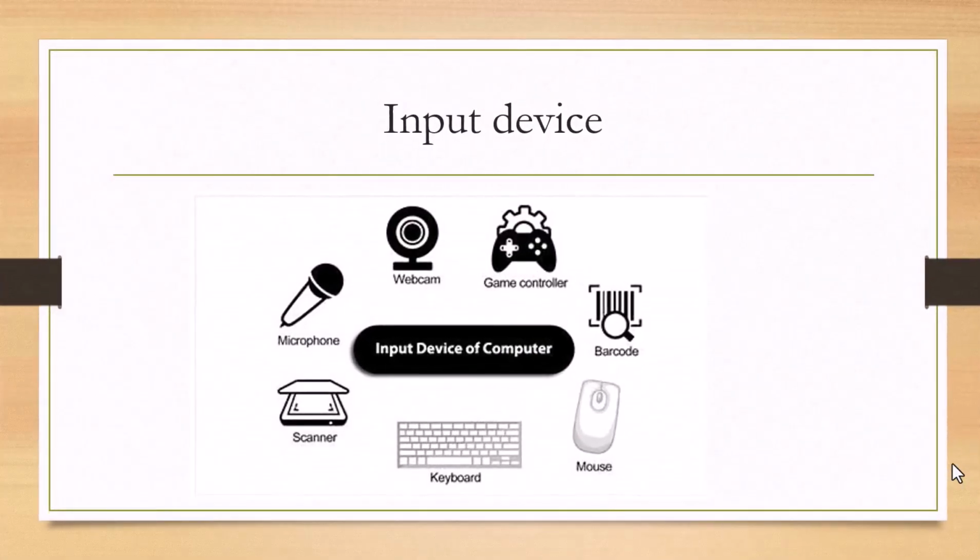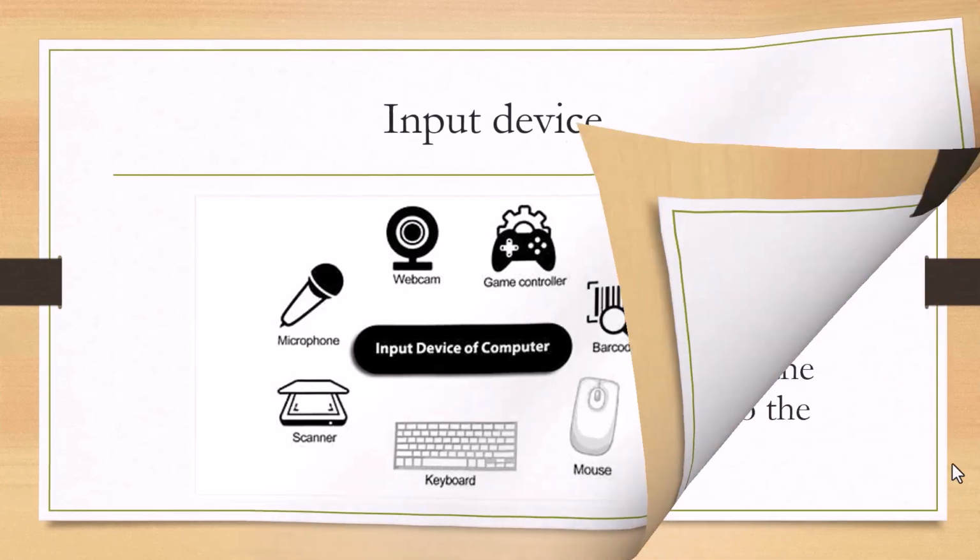Images show some additional examples of input devices, as shown on the screen. So as you can see, the microphone, the webcam, the game controller, also known as the gamepad, and as you can see, there's a barcode, the mouse, the keyboard, and the scanner. These are all input devices.